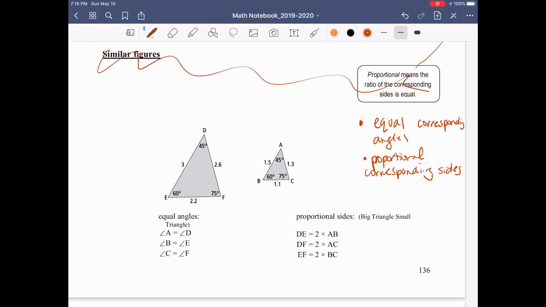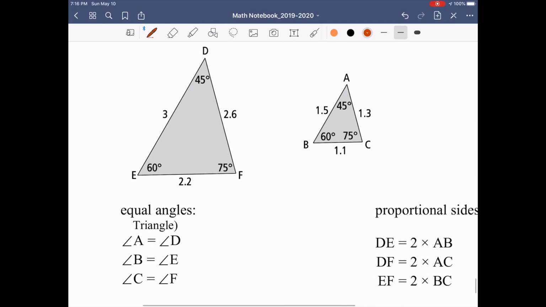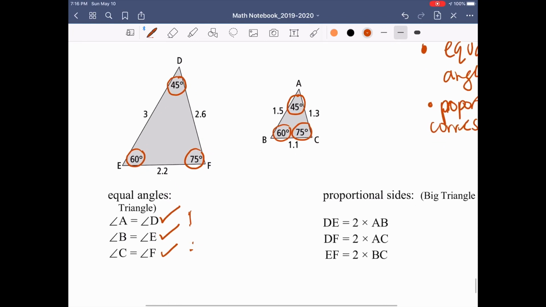So let's check the angles first. Are the corresponding angles equal? Well, angle D, which is 45, would correspond to angle A here, which is also 45. So they are equal to each other. Angle E is 60, which corresponds to B, which is also 60. That checks out. And angle F is 75 and angle C is 75, and that means they're equal and they're corresponding. So all the corresponding angles are equal. So we are good. If 2 out of 3 are equal and the third one is not, then it is not a similar triangle. All 3 of them have to be equal.